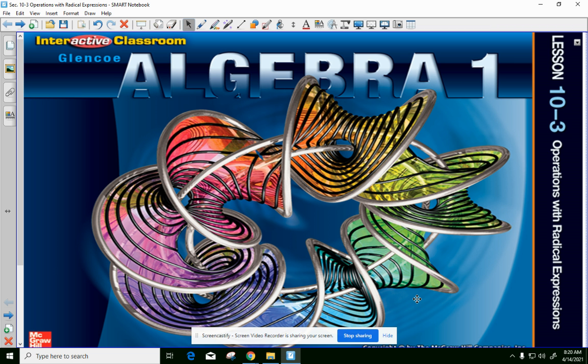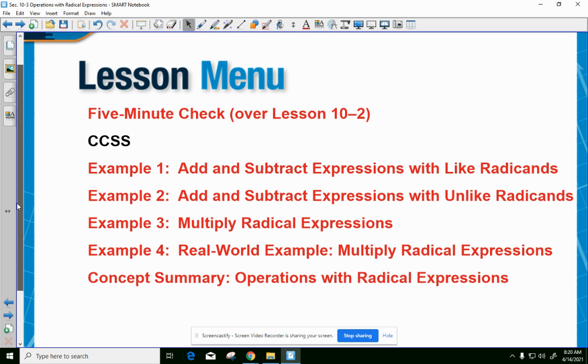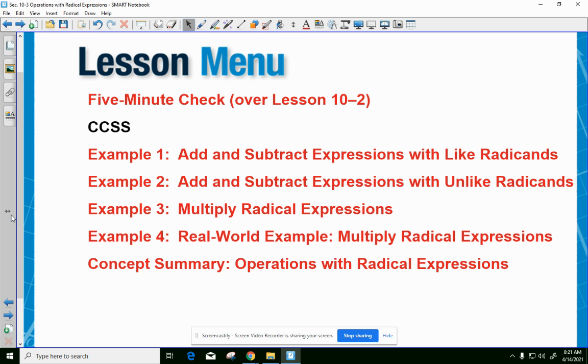Operations that we're going to look at: how do I add? How do I subtract? How do I multiply radical expressions? Part of it you're going to see is very familiar to the idea of a like term, and then we'll branch off from there a little bit. So, how do we add and subtract when we have what are called like radicands? We'll talk about what that means. How do we do it when we have unlike ones? How do we multiply them together?